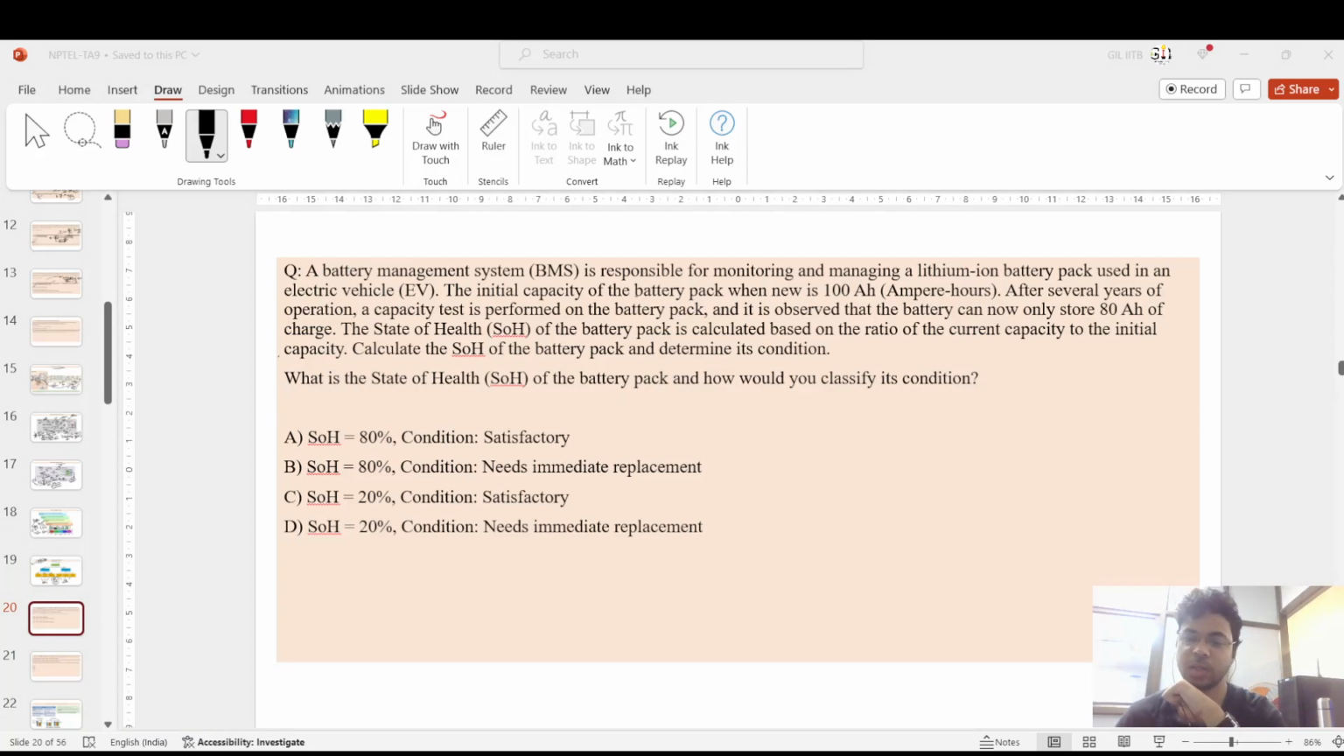Let's go through this question. Just read it once. I'm giving you 3-4 minutes to solve this question. That's a very easy question. You just use a simple formula which is already given in the question itself.